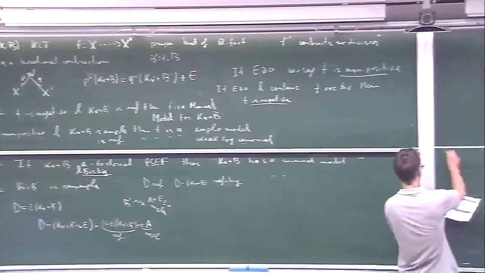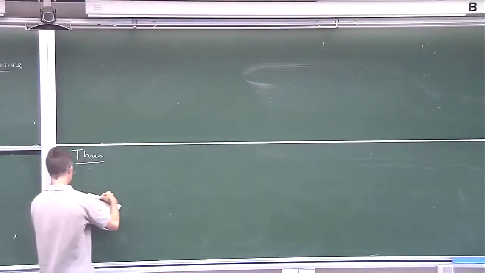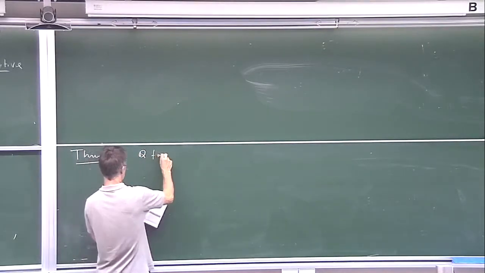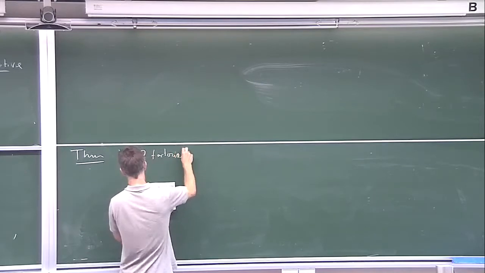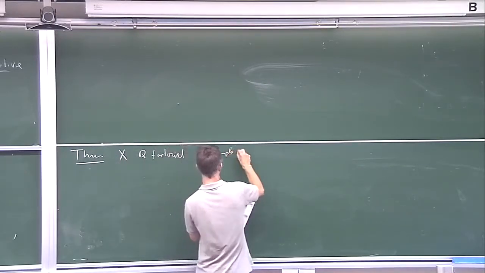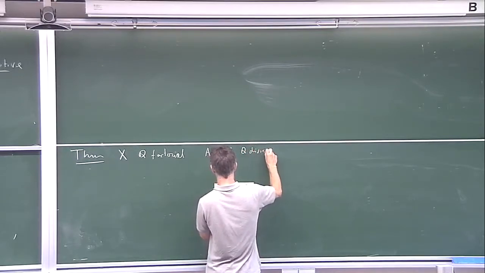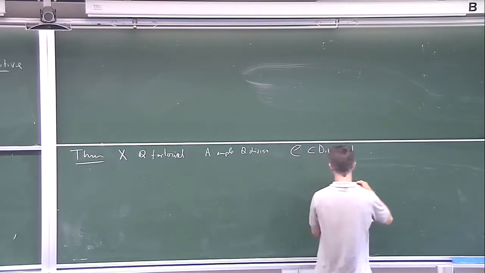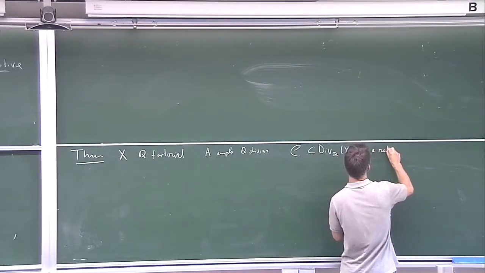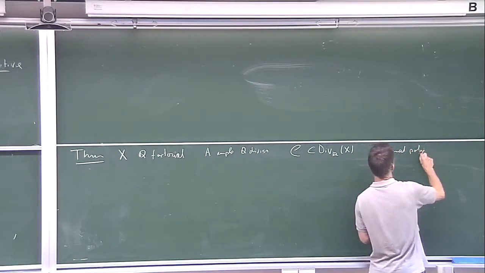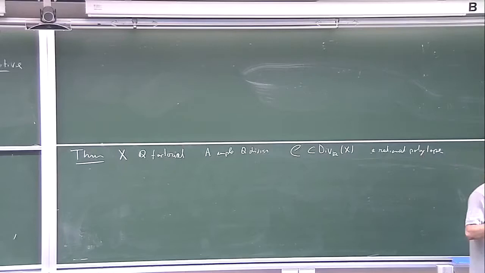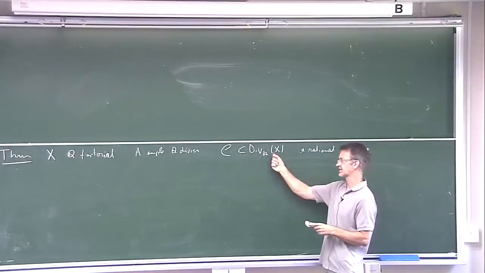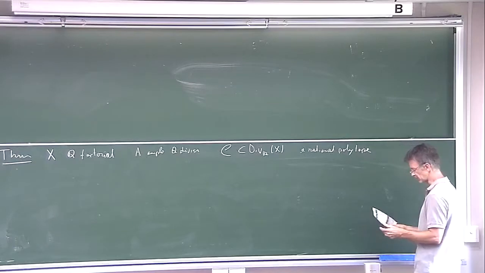So luckily the statement, to be precise, is a little bit wordy. X is going to be a Q-factorial projective pair. A is going to be some ample Q-divisor. C, contained in the space of R divisors on X, is going to be a rational polytope. So I really mean you have finitely many rational points, and you're just taking convex linear combinations of those finitely many rational points. This is an infinite dimensional vector space, but I'm really thinking of a finite dimensional subspace and a rational polytope in there.